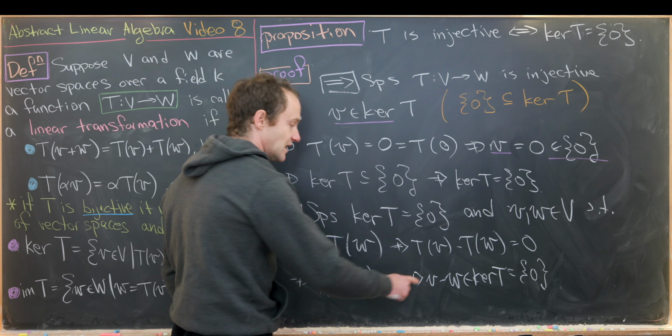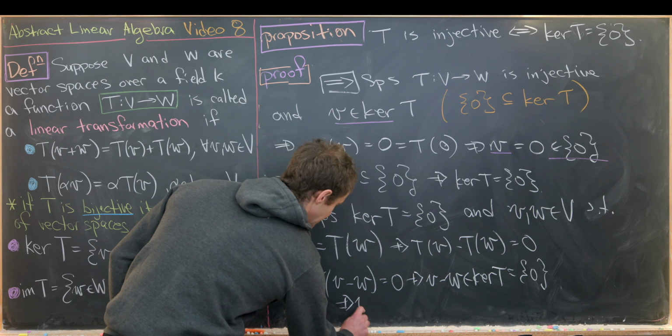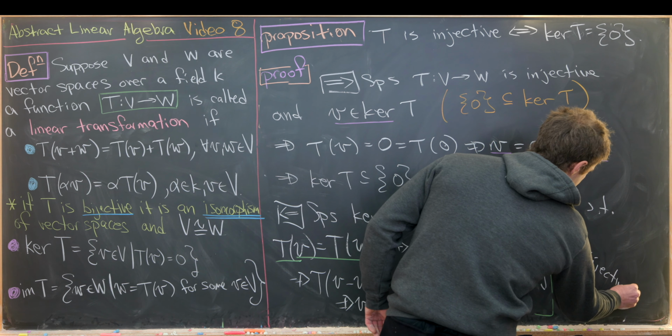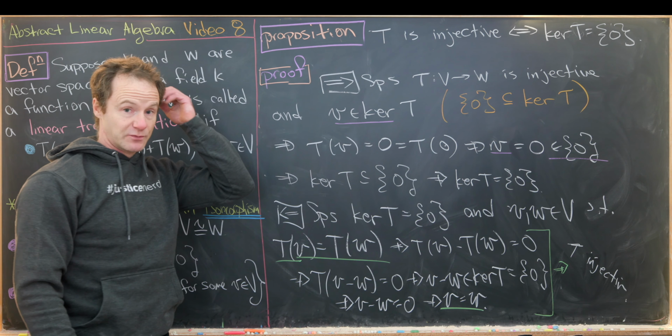But if V minus W is in the singleton containing the 0 vector, that means that V minus W must be equal to the 0 vector. But if V minus W is equal to the 0 vector, that means V must be equal to W. But starting here and ending here is exactly what we need to prove injectivity. So all of this calculation implies that T is in fact injective. Good. And so that finishes the proof of this proposition. And now we'll start looking at some examples.